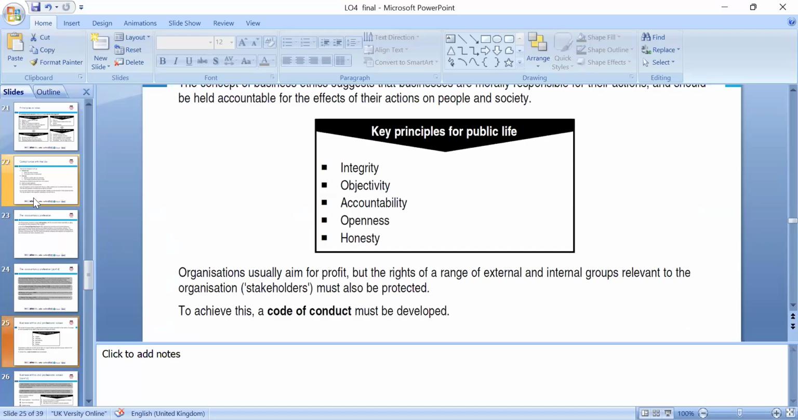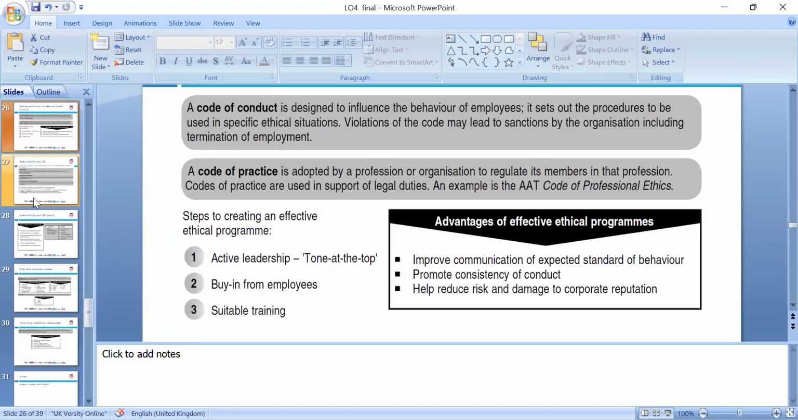If you're working in public office, the Nolan principles are the key public principles: integrity, objectivity, accountability. Like, if you're a member of parliament, you will be accountable, and you have to follow these ethics as well.